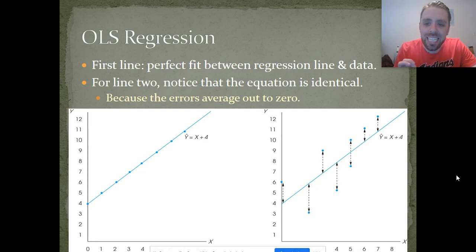And over on the right, notice how the equation is identical because the line is identical, even though the data is not. The errors here are perfectly averaging out to 0. So I still have a y-intercept of 4. I still have a beta coefficient of 1, but I don't even need an error term here because the movement in x is perfectly capturing the movement in y, even though the line is now drawn through an imperfect fit. Pretty interesting, I think, right?